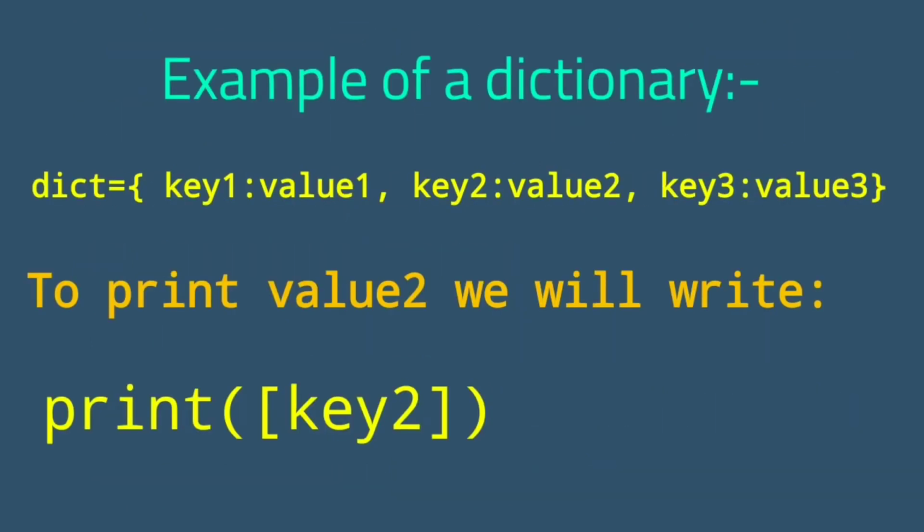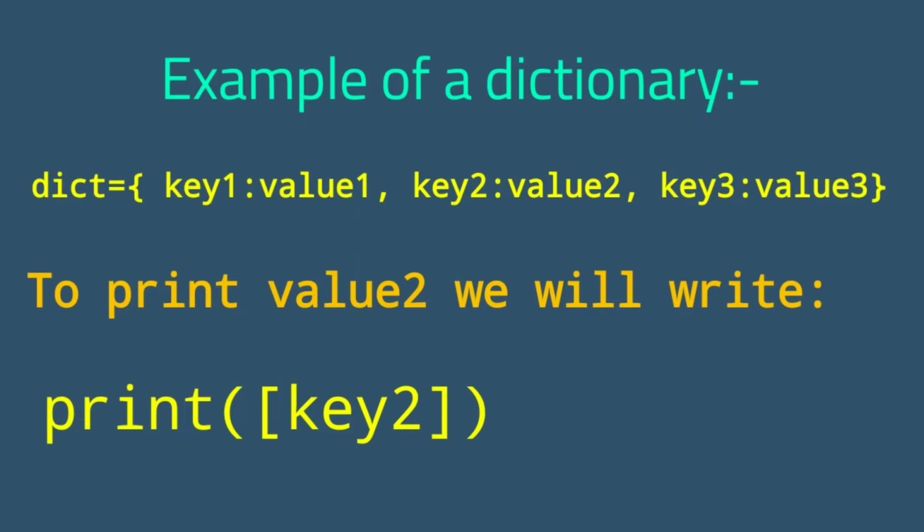Here DICT is the name of the dictionary and the dictionary is enclosed in curly braces. Every element of the dictionary has two parts. The first part is the key and the second part is the value, and there is a colon between key and value.